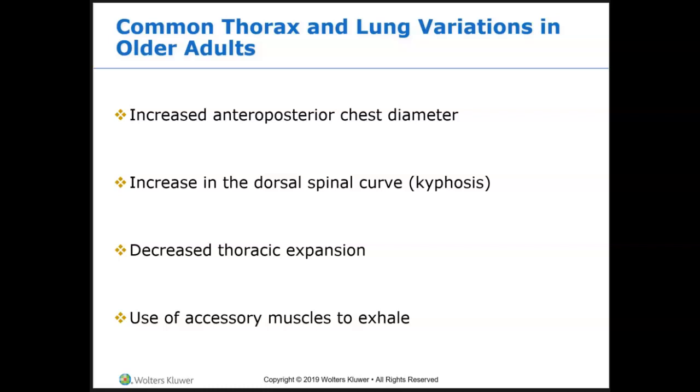Common thoracic and lung variations in older adults. The chest should be symmetric with the transverse diameter greater than the anterior posterior diameter. And if there is an increased anterior posterior diameter, this is typically seen with chronic lung diseases. We describe this as a barrel chest, okay?